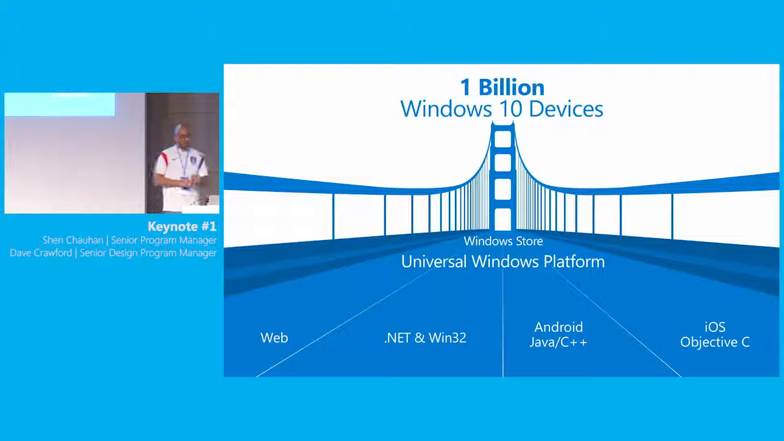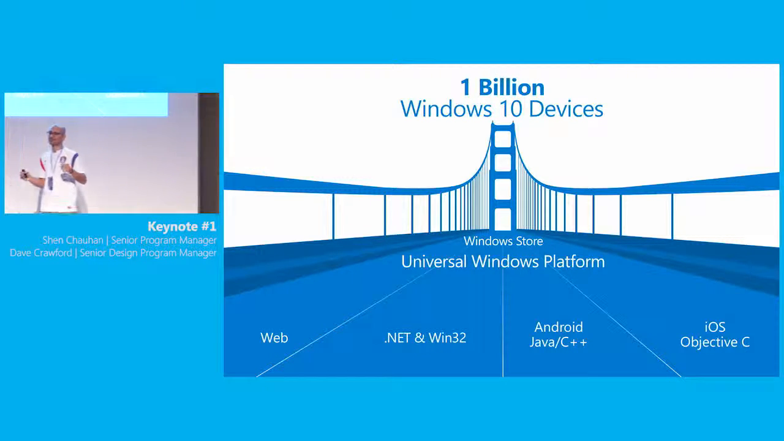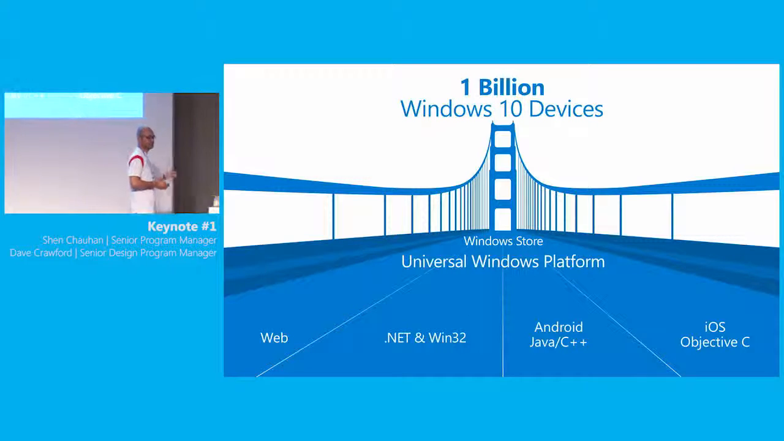And then we have iOS and Objective-C. Again, we want to help you reuse your code. We love your code. So what we want to make sure we do here is take your Objective-C code and recompile it using Visual Studio to build a universal Windows platform.